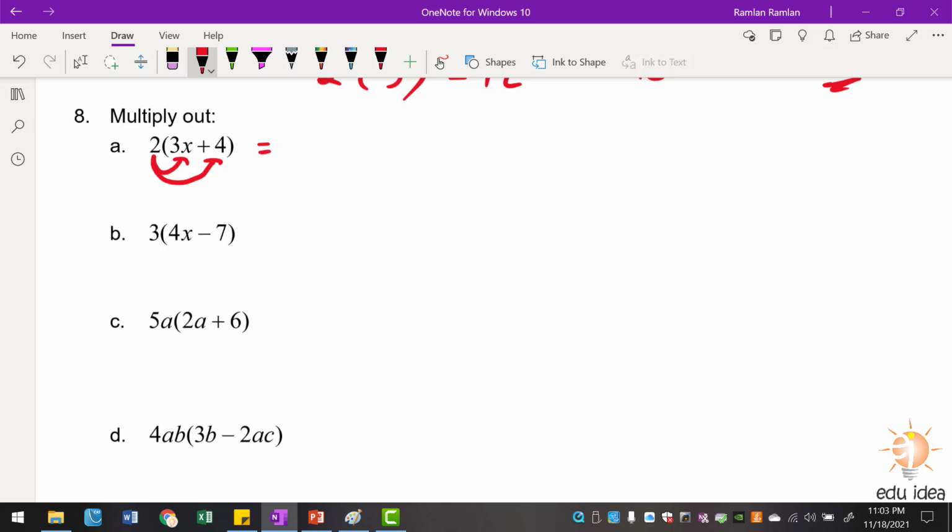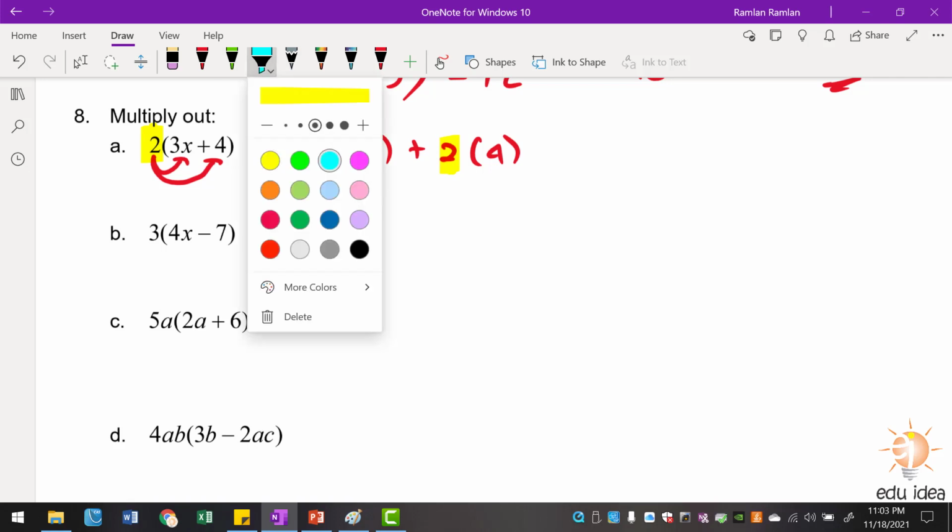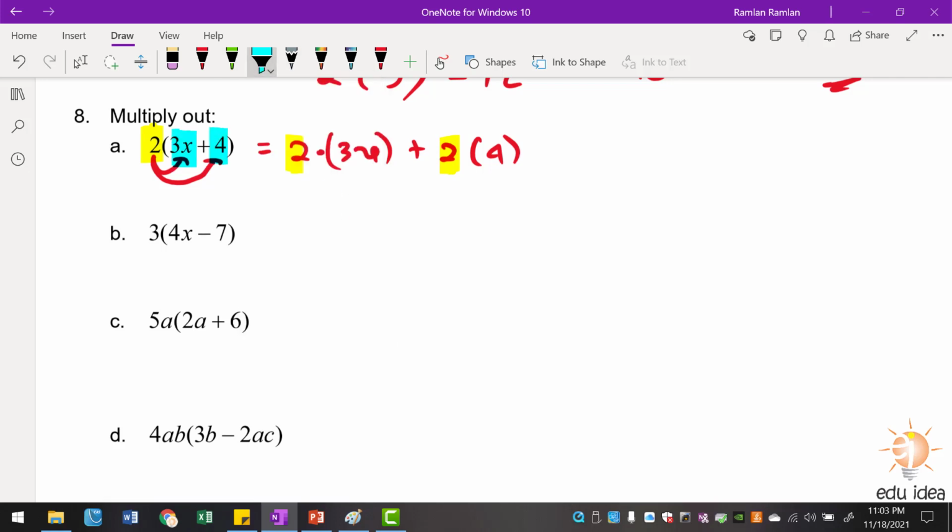So that will be 2 multiplied by 3x, and then added with 2 multiplied by 4. Can you see that this is what I'm doing here? The 2 is here, and that 3x and 4 is from here. So basically we're just multiplying, and we get 2 times 3x is 6x, and 2 times 4 is just 8.